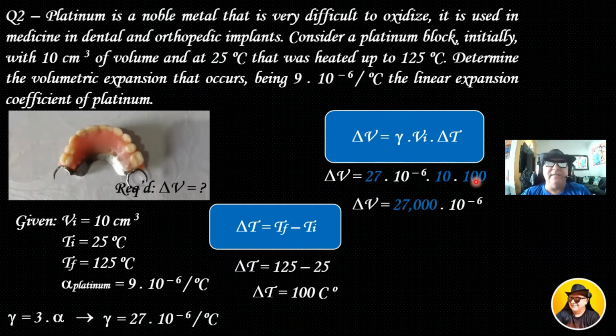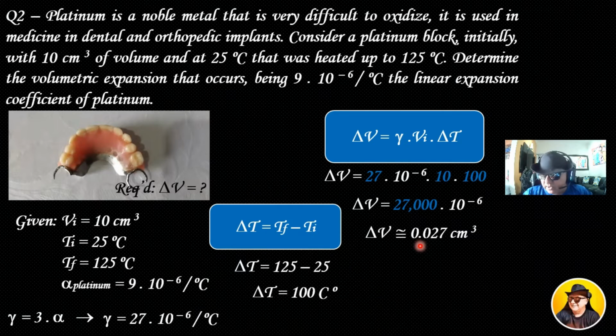What does it mean? It means that we are going to move the decimal point 6 units to the left. So the decimal point is right here. Let's count. 1, 2, 3, 4, 5. Only one more. Now 6. So the decimal point is going to be written right here. So the change in volume was about 0.027 cubic centimeters.